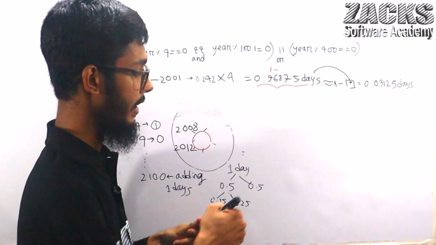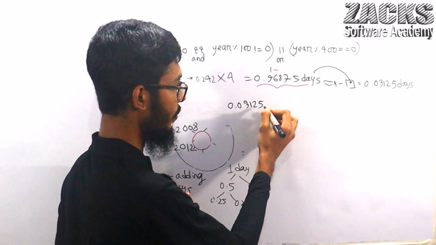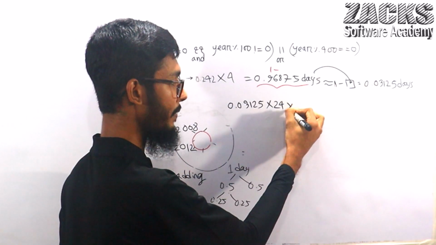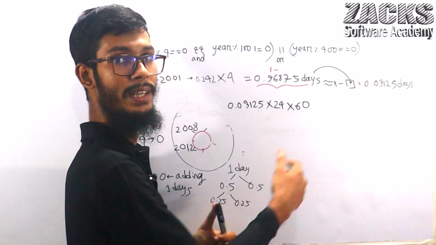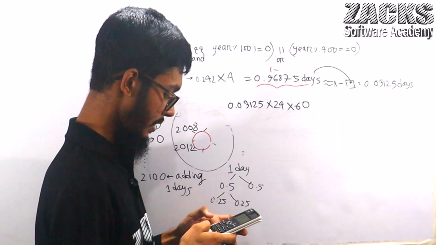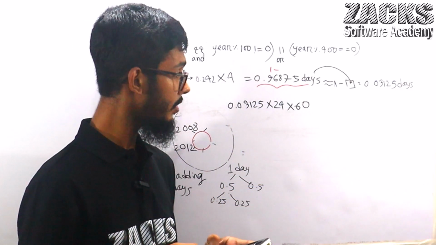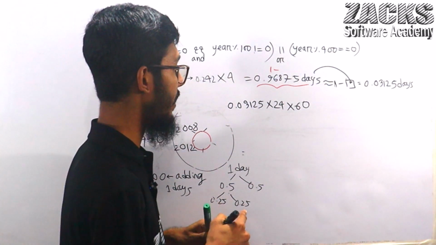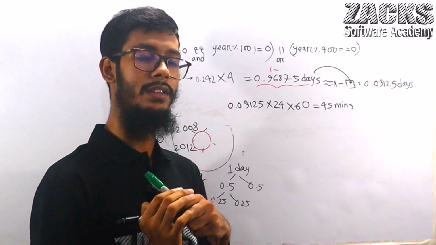How to convert? First of all, for example, let me write here 0.03125 days. Now how to convert these days? If I multiply with 24, it will convert into hours. If I multiply again with 60, it will convert into minutes. If I multiply again with 60, it will convert into seconds. But let me consider minutes. 0.03125 multiply 24 multiply 60. What is the result? Exactly 45 minutes.